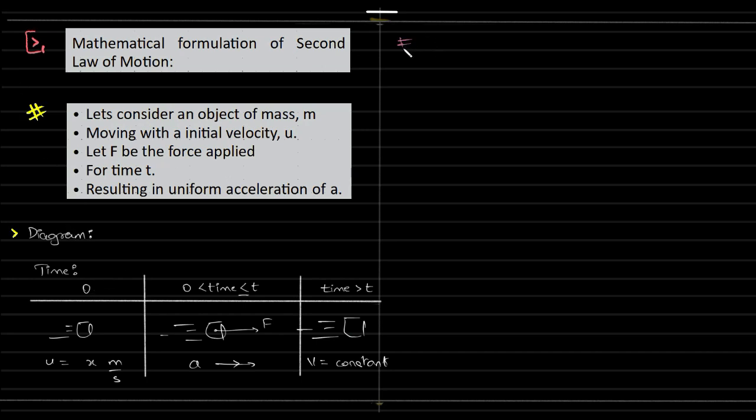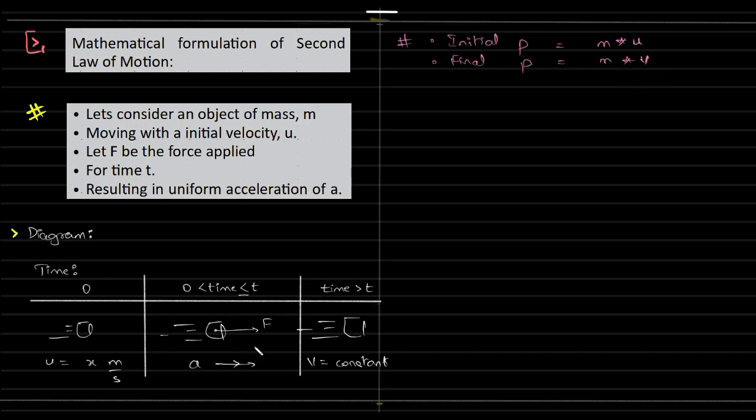Now, we need to get an expression for rate of change of momentum, because that's what the second law talks about. So we need an expression for change in momentum, and so we need an expression for initial and final momentum. Initial momentum is given by mass into the initial velocity of the object, that is u. Final momentum is mass into final velocity, that is v.